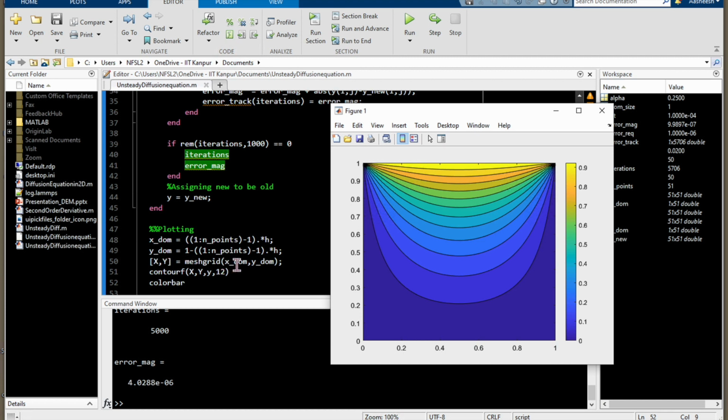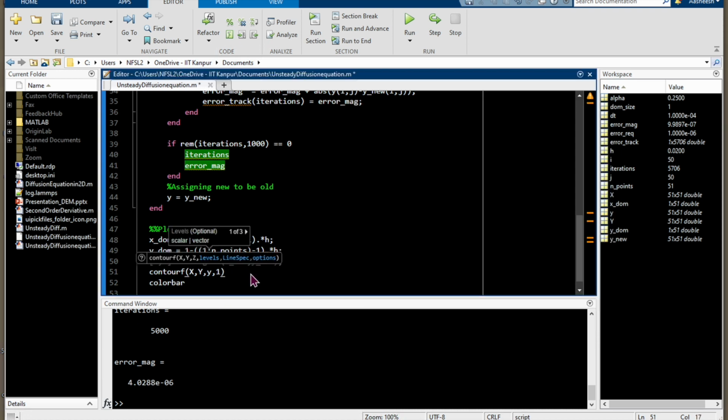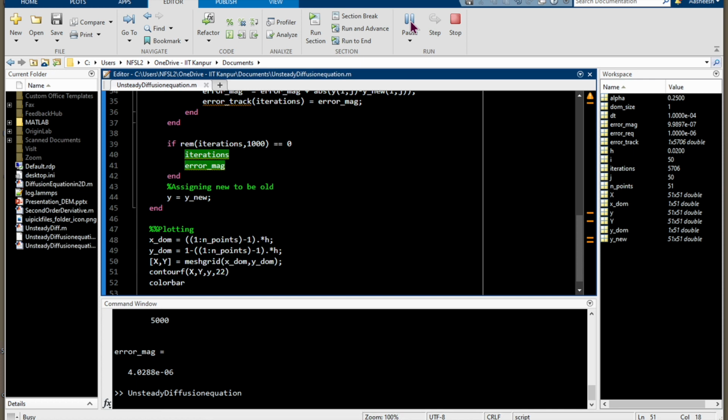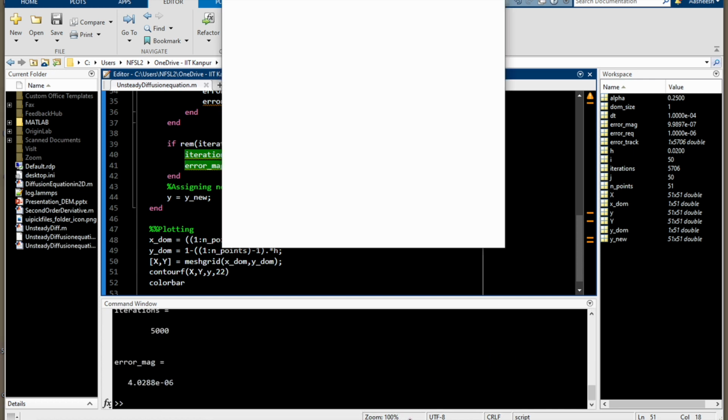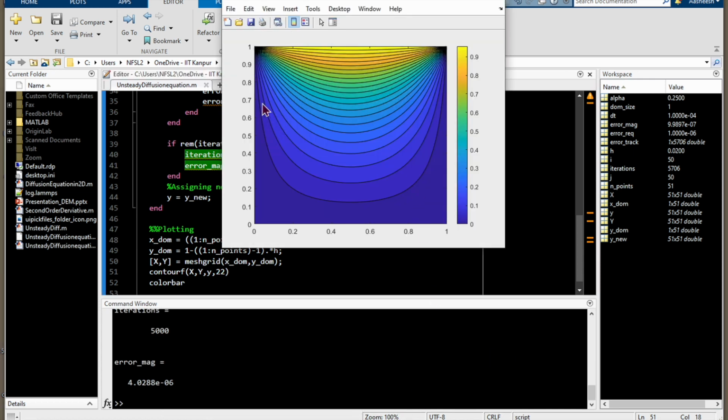These are the functions we used. One is meshgrid: we first want to make the mesh, and then we want to make the contour of that, and there are lines. These are the 12 lines. If we increase it, let me do it for 22, then it will again run for the 5000 some iterations, and it will show you 22 lines.